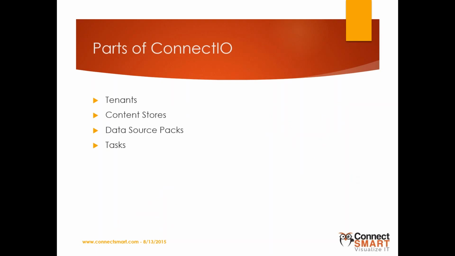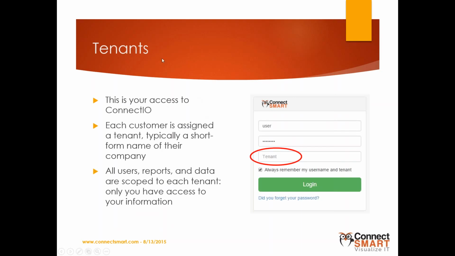Okay, so that's why we're using a data warehouse. Next, we're going to talk about what the different parts of ConnectIO are. We have 4 different terms I'm going to go over, and I'll do each one of these in turn. First is tenants, then content stores, then data source packs, and then tasks.